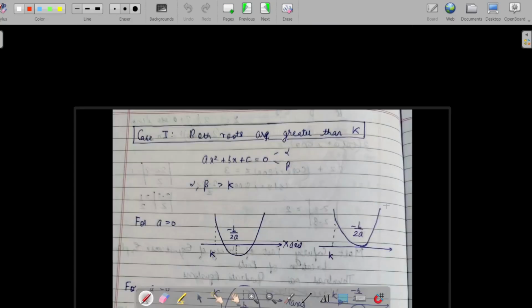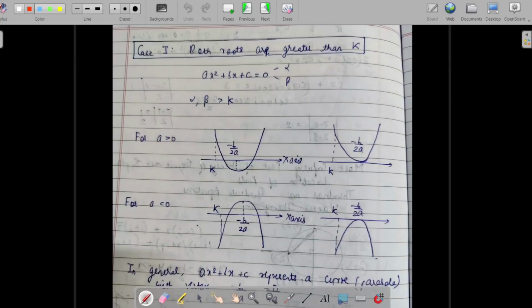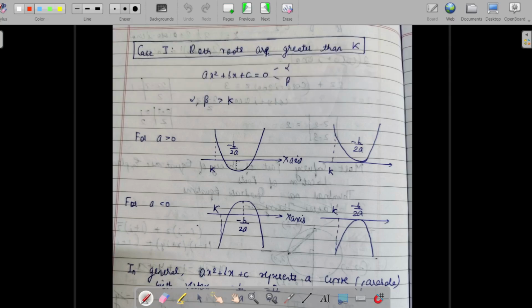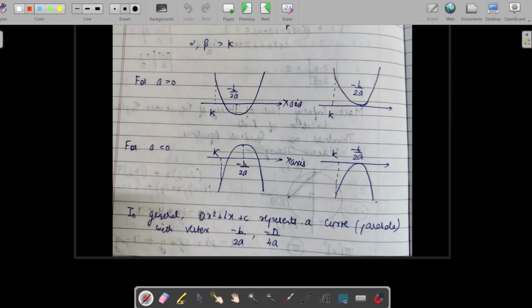The first case is when both roots are greater than k. K is any constant. Okay, let alpha and beta be the roots. For a greater than 0 and for a less than 0, we will have two graphs, a greater than 0, D greater than 0, and D is equal to 0. Similarly, D greater than 0, D is equal to 0. And as I said, in general, it represents a curve with vertex this.